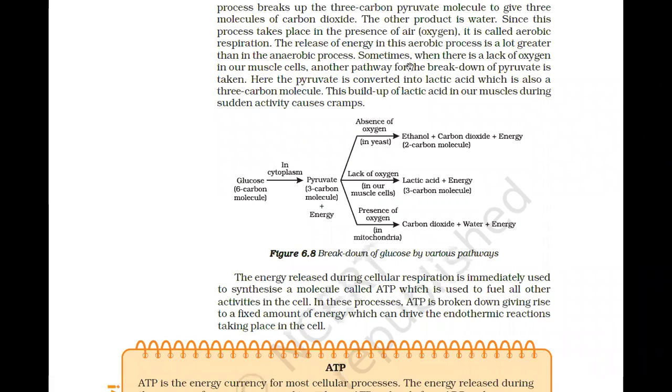Sometimes, when there is a lack of oxygen in our muscle cells, another pathway for the breakdown of pyruvate is taken. Here, the pyruvate is converted into lactic acid, which is also a 3-carbon molecule. This buildup of lactic acid in our muscles during sudden activity causes cramps.